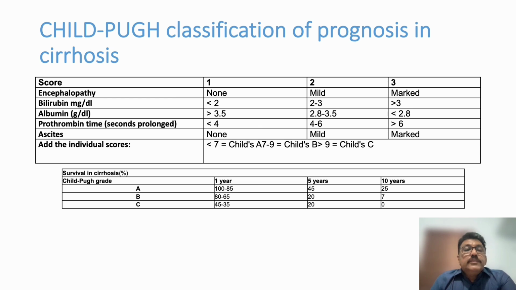There is a scoring system, the Child-Pugh classification, for chronic cirrhosis, that always indicates the mortality in this type of patients. According to this scoring system, you can see here score 1, 2, 3. According to the scoring system, you can see what is the mortality or morbidity in this type of patients.